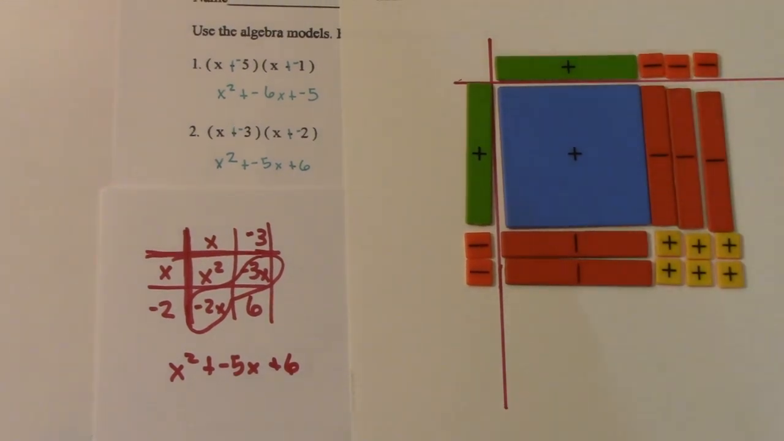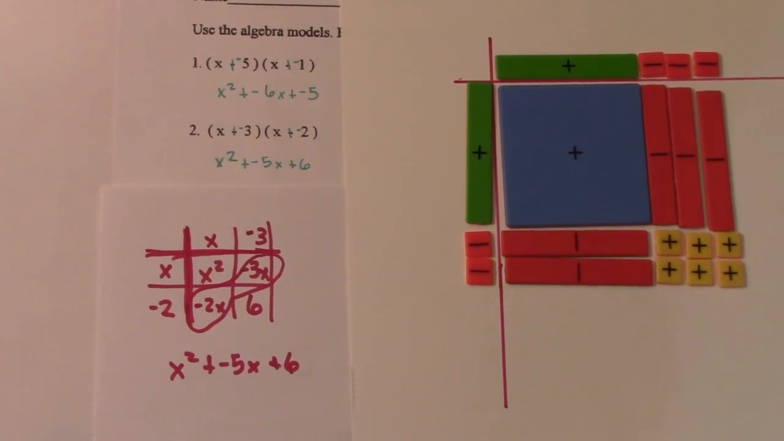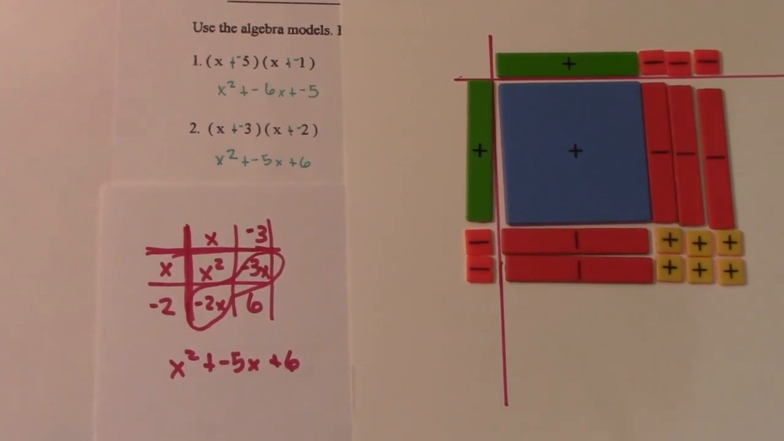So what we've noticed is when we had both terms being positive, the middle terms added together, and the last term was positive. But when we're both negative, the middle terms add together, but we have a negative number of the middle terms, and the last term turns out to be positive. Now let's see what happens when we have a positive and a negative.